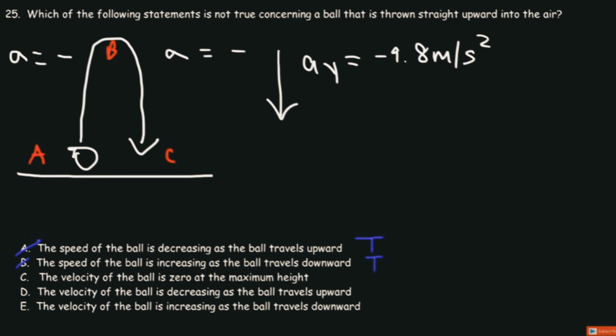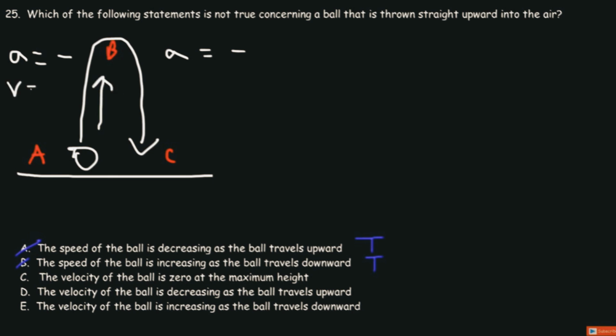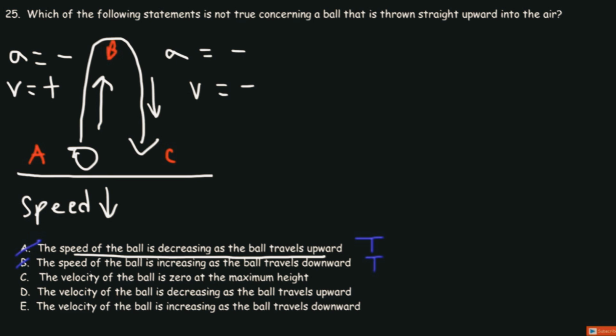Now, what about the velocity in the first half? The ball is moving upward, so the velocity is positive, and during the second half of the trip, it is moving downwards, so the velocity is negative. So during the first half, notice that the acceleration and velocity vectors have different signs. So in the first half, the object is slowing down, the speed is decreasing. So A is true: the speed of the ball is decreasing as the ball travels upward, because the acceleration is negative but the velocity is positive.